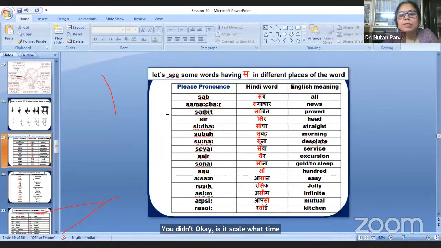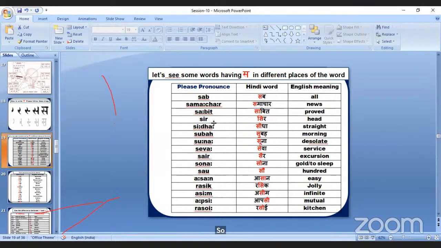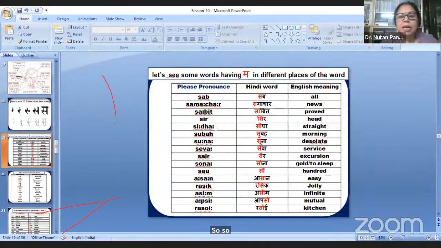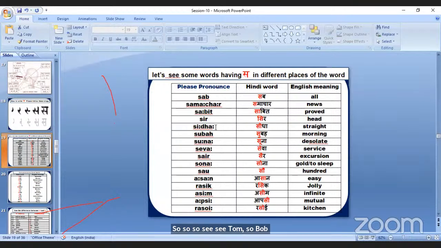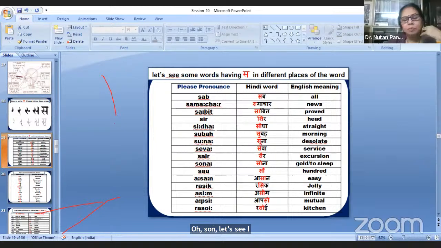One time I will pronounce. You will listen carefully and then we will move to the second slide. Sab. Samachar. Sabit. Seedha. Subha. Suna. Seva. Ser. Sona. So. Asan. Rasik. Asim. Apsi. Rasoi.